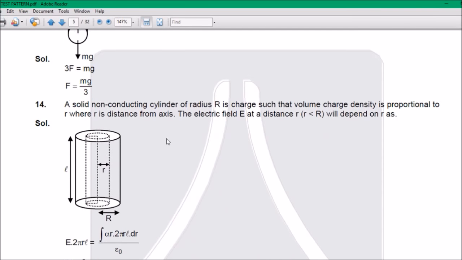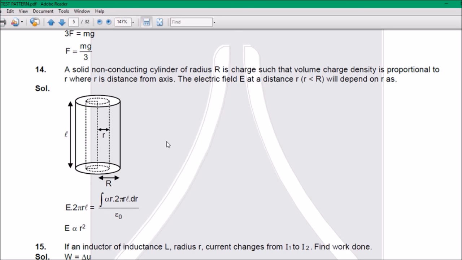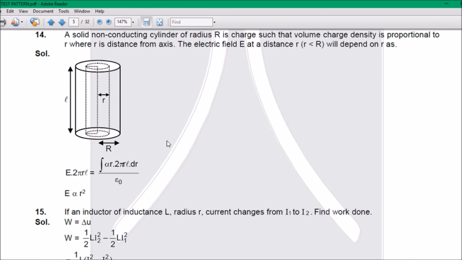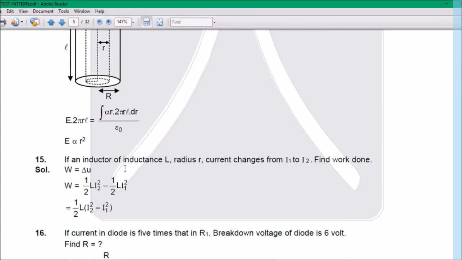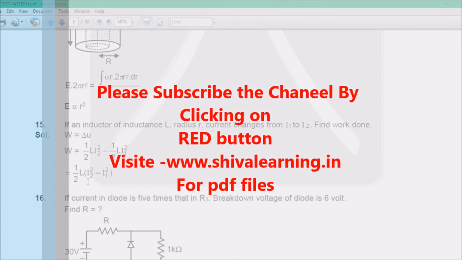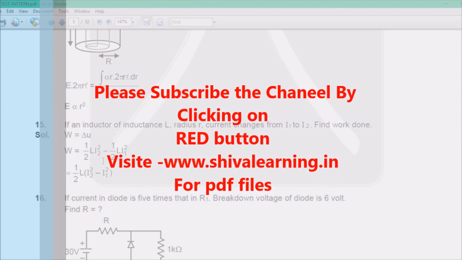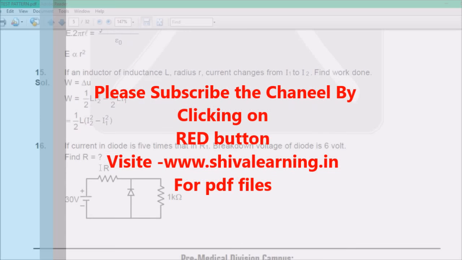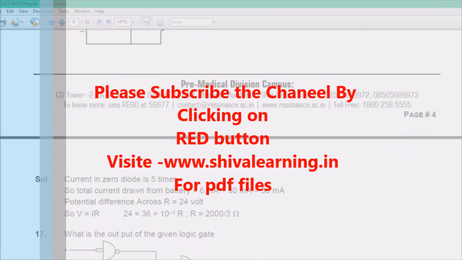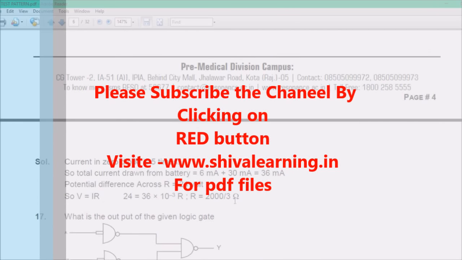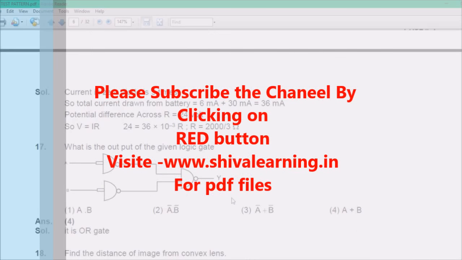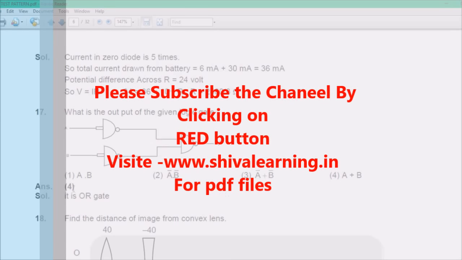14 is from the 11th physics, and your answer is E directly proportional to R square. Okay, this one. Question number 15, the answer is 1 by 2 L (I2 square minus I1 square). These are the basic electrical questions. And 16, your answer is 2000 by 3 ohm. Answer 17, the answer is 4 A plus B. It's simply looking A plus B, okay?